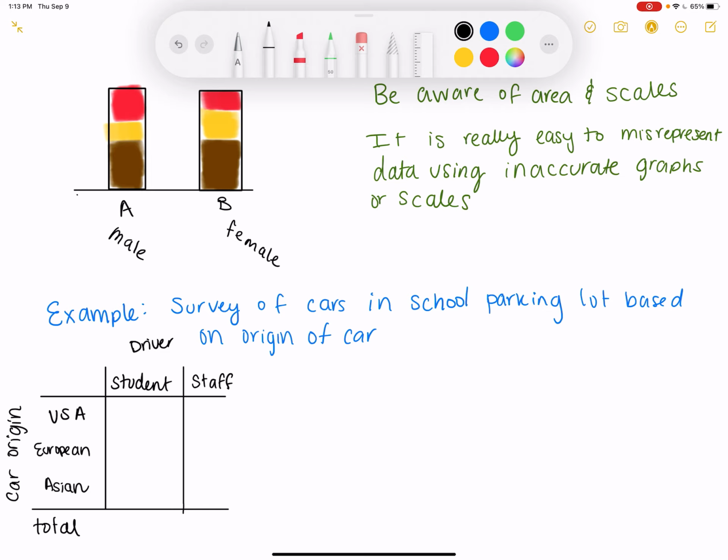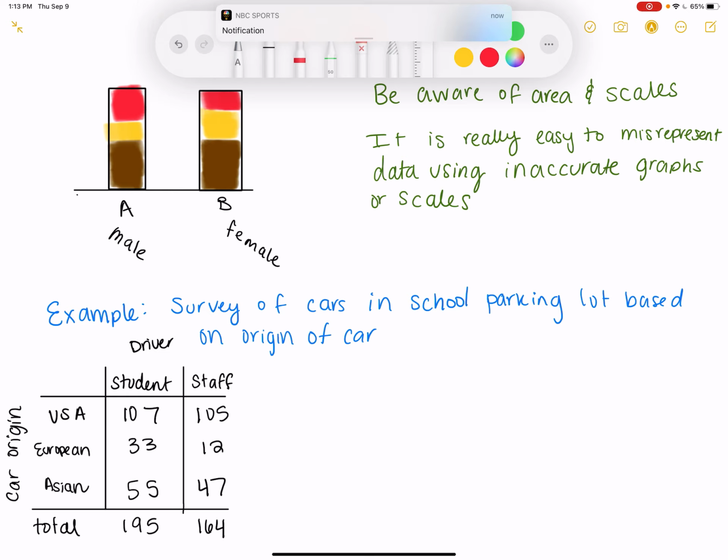All right, so for students going down, it's 107, 33, and 55, with the total cars of students being 195. Staff going down 105, 12, and 47, with the total being 164. So there's more student cars than staff cars.